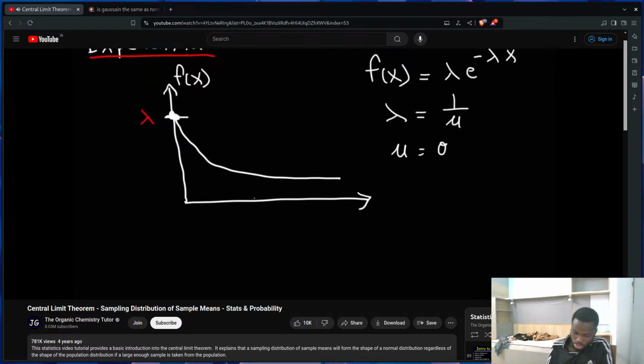Now let's say if we want to calculate the probability that x is less than a. So this is equal to the area of the shaded region on the left.